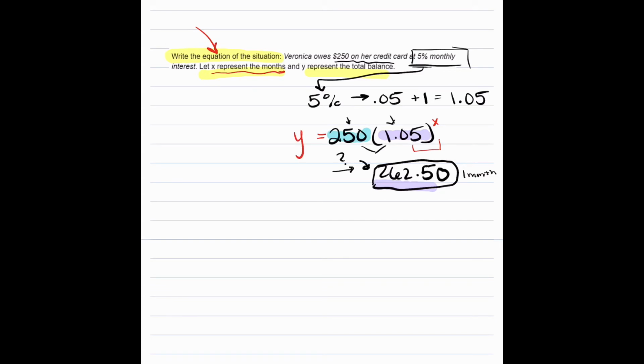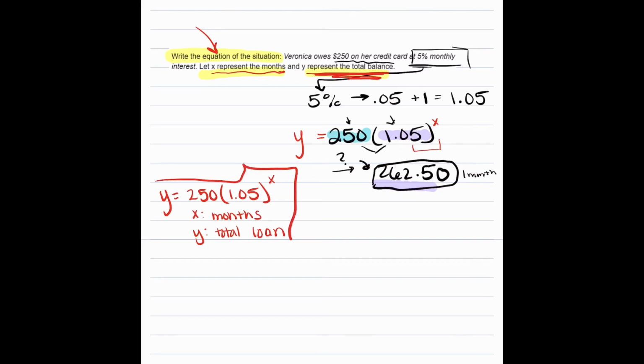So our actual equation is just Y equals our initial value, which was 250, times that interest rate of 1.05 to the X power. And we're going to say X represents the months, and Y represents the total loan, which they tell us up here also, but we didn't need them to tell us this. We know this on our own as well. And that would be your equation.